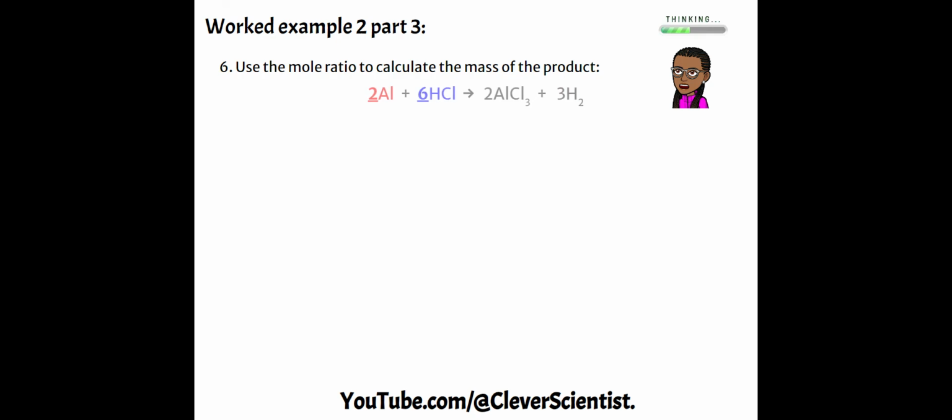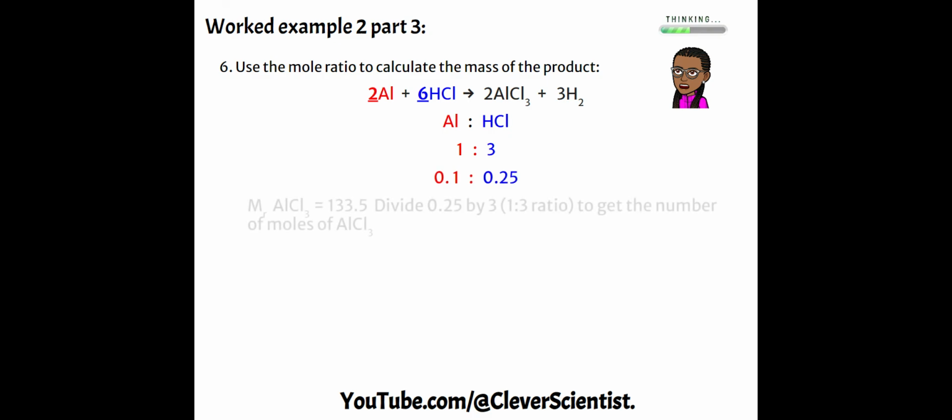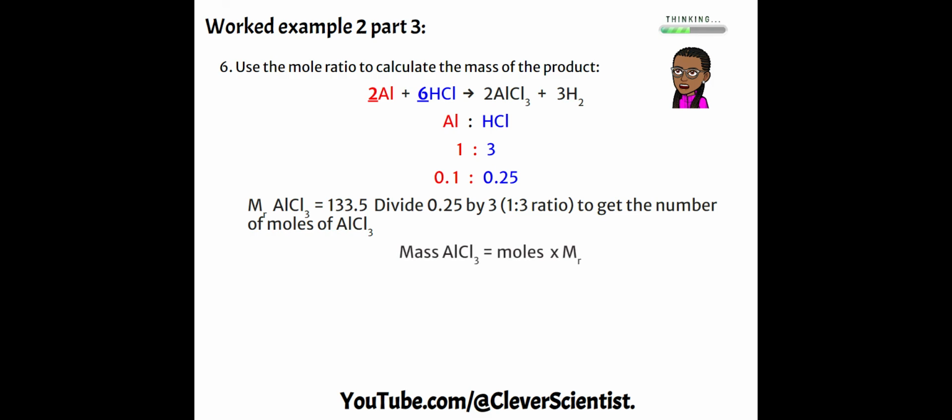Now, we're going to use the mole ratio to calculate the mass of the product. Again, we've got a mole ratio of 1 to 3. And again, we've got 0.1 moles of aluminium and 0.25 moles of hydrochloric acid. So we've now got the formula mass for aluminium chloride, which is 133.5. You divide 0.25 by 3 because of the 3 to 1 ratio, or the 1 to 3 ratio, to get the moles of aluminium chloride.